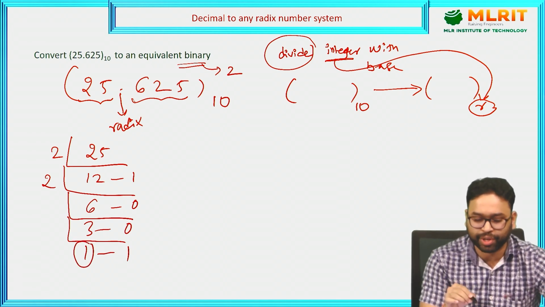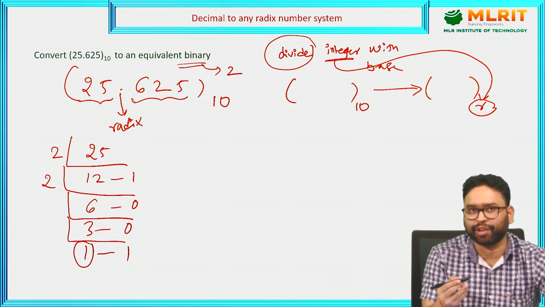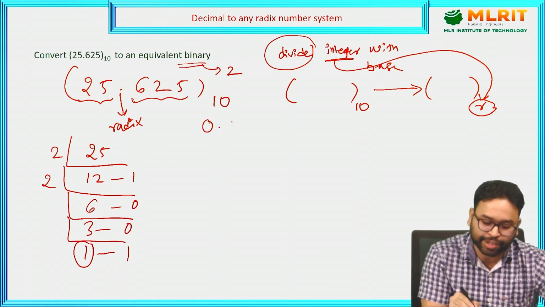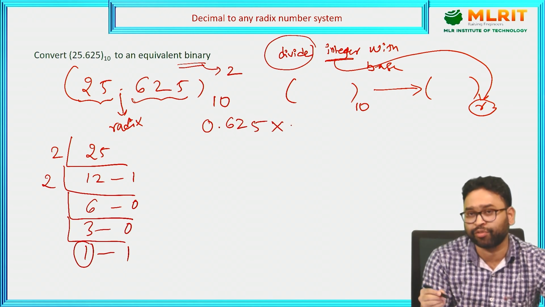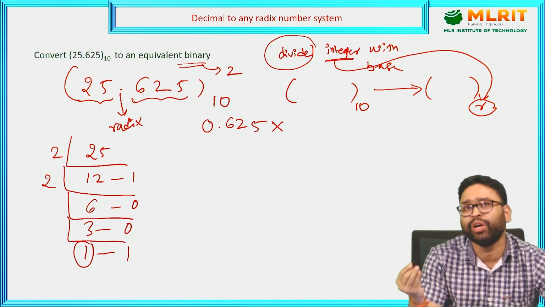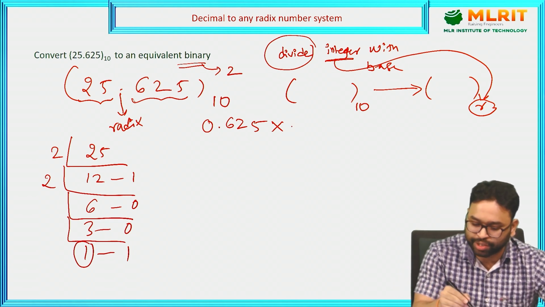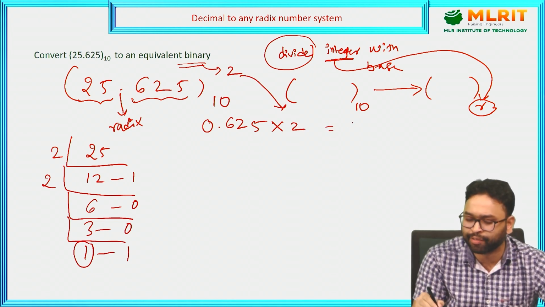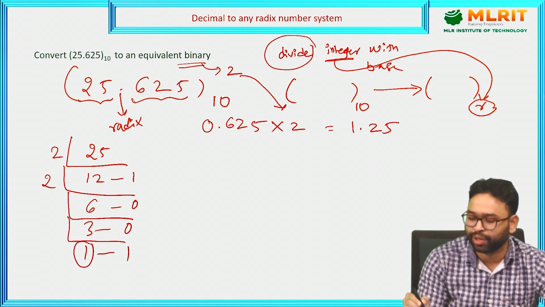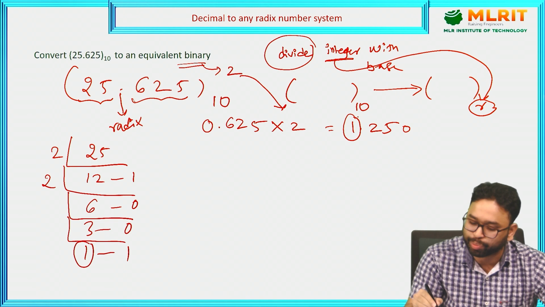Now let's focus on the fractional part. I will tell you how to write the equivalent binary value. The fractional part is 0.625. We are supposed to multiply, right? Just now I said if you are converting a fractional part into another radix, you are supposed to multiply with its base value. Here the base value is 2. 0.625 into 2 gives 1.250. Copy this value separately and keep it aside.